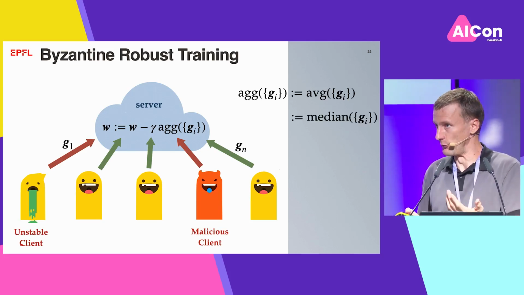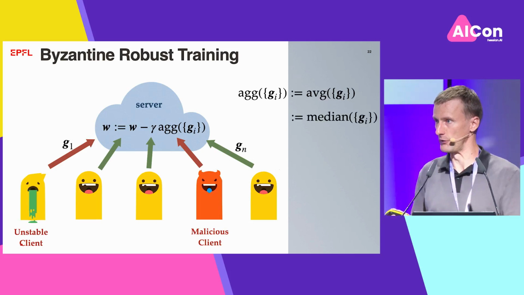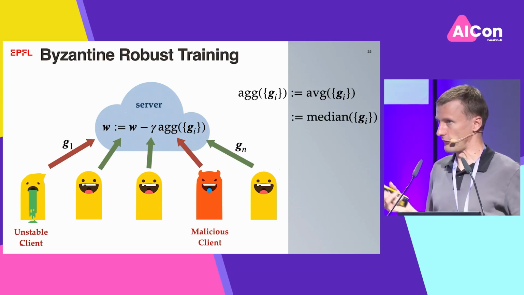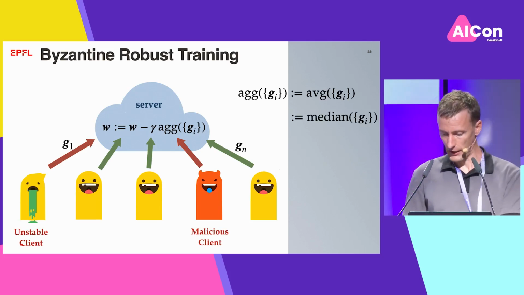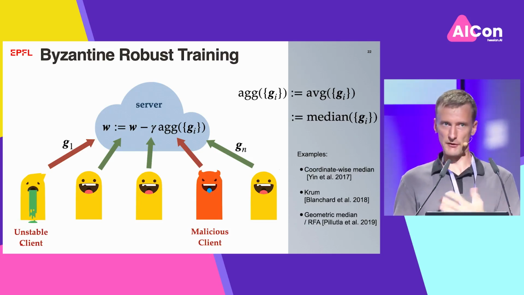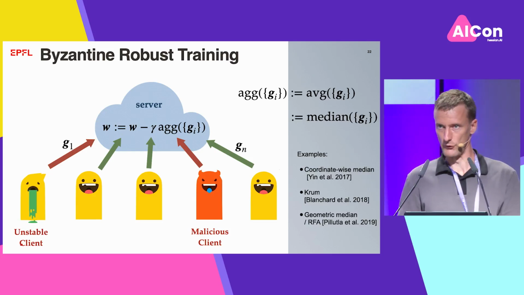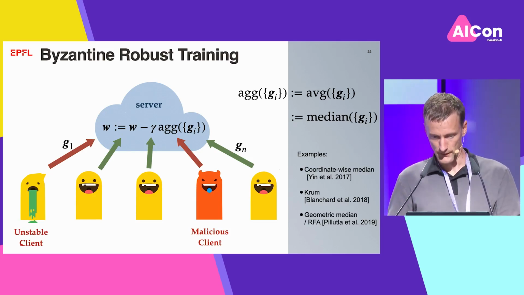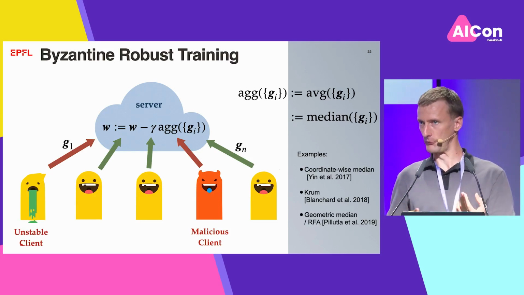So the easy thing you do is you just use the median instead of the mean. So that works in a sense. You have to be a bit careful what it means, the median of a vector, right? Because one thing you could do is just use the coordinate-wise median. Now the good thing is that this cannot be biased by one worker anymore.